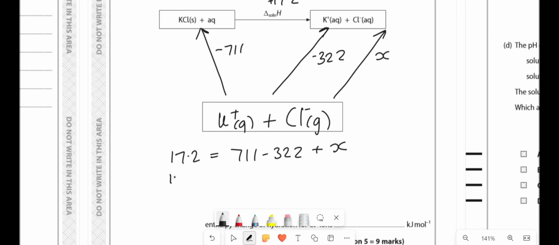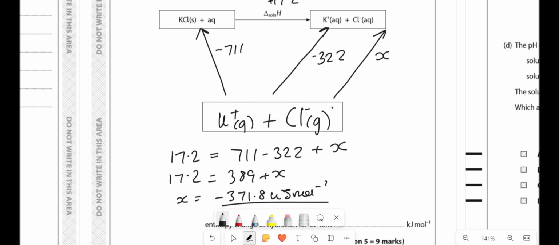Then if I tidy this up, I get 17.2 equals 711 minus 322, which gives you 389, plus X. So then X equals 17.2 minus 389, which should give you an answer of minus 371.8 kilojoules per mole. And that makes sense because it's the enthalpy of hydration. You're making bonds with water, so it's got to be exothermic, and that also adds up. So if you do it like this, you'll never get these wrong unless you put it wrong in your calculator.